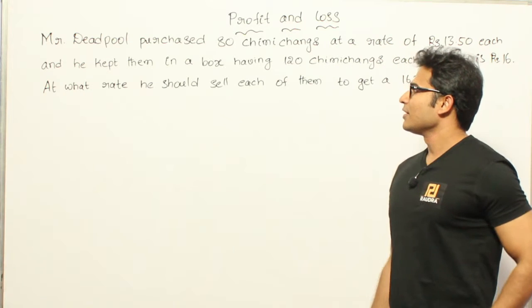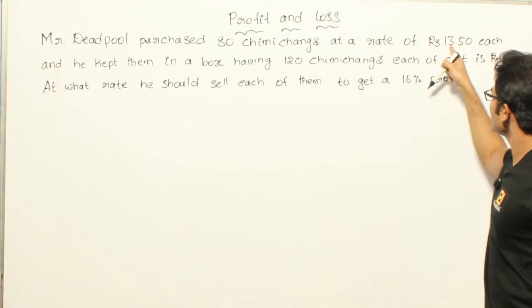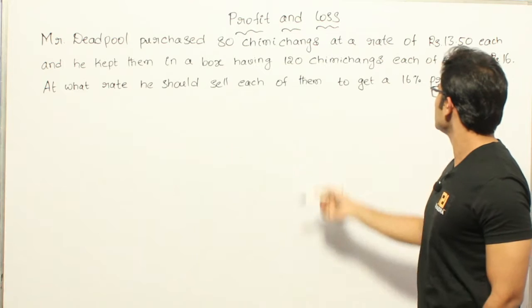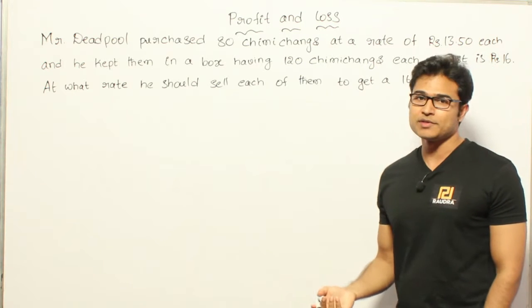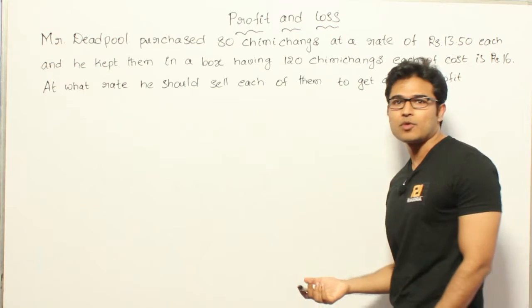Let's see this question. Dr. Deadpool purchased 80 chimney chunks at a rate of 13.5 rupees each, and he kept them in a box having 120 chimney chunks each of cost 16 rupees. At what rate should he sell each of them to get 16% profit?